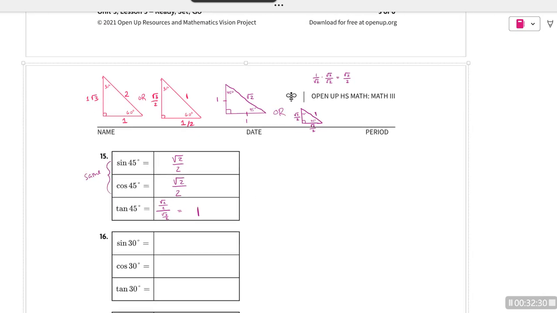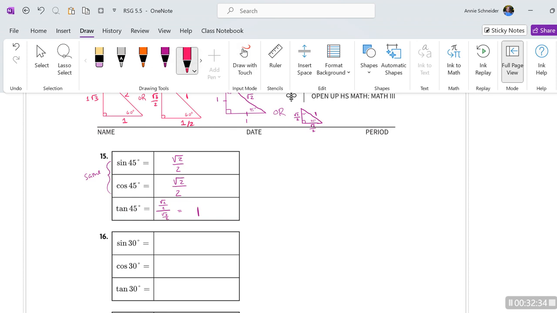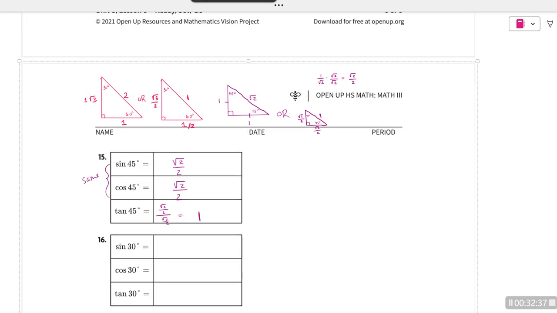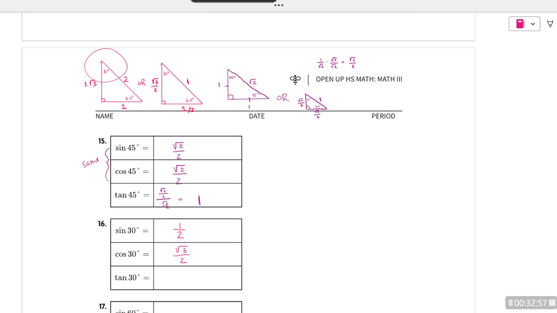Okay, so let's look at sine of 30, cosine of 30, and tangent of 30. We're using this 30-degree triangle, so our 30-degree angle is right here. Sine, opposite 30, is 1/2 over 1, or just 1/2. Adjacent to 30, we see that square root 3 over 2 divided by hypotenuse 1 is just square root 3 over 2. And for tangent, let's use this triangle instead.